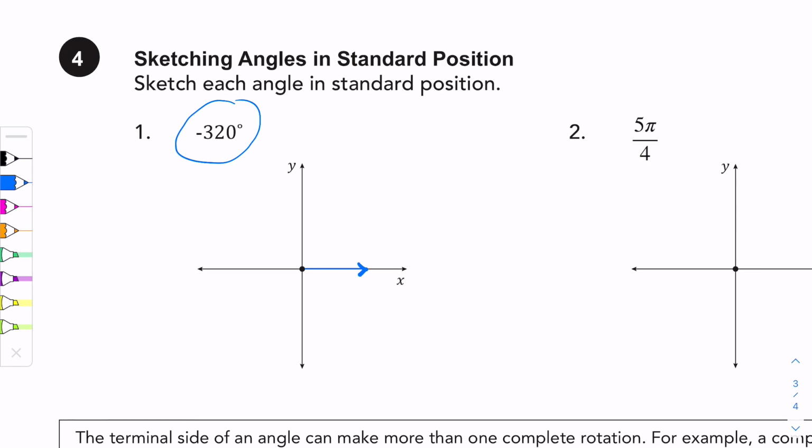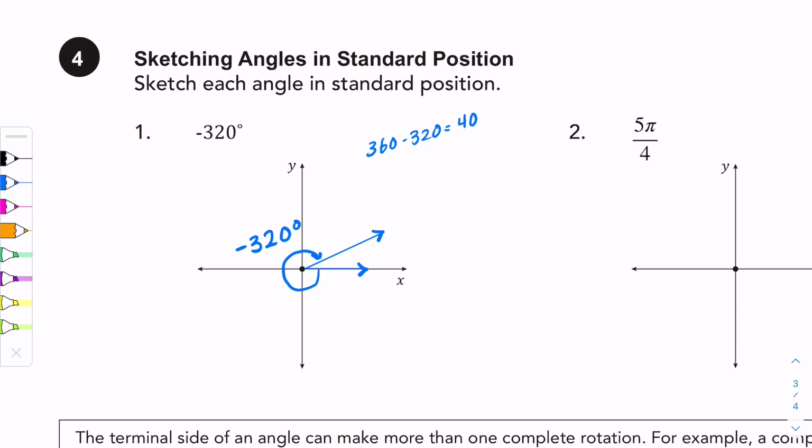So in my head, I know that 320 is 40 degrees away from 360. So that means I'm going to make almost a full rotation minus 40 degrees. So I'm going all the way around in the negative direction, and it's just a sketch, so come about 40 degrees away from 360. And indicate that this is your angle of negative 320.